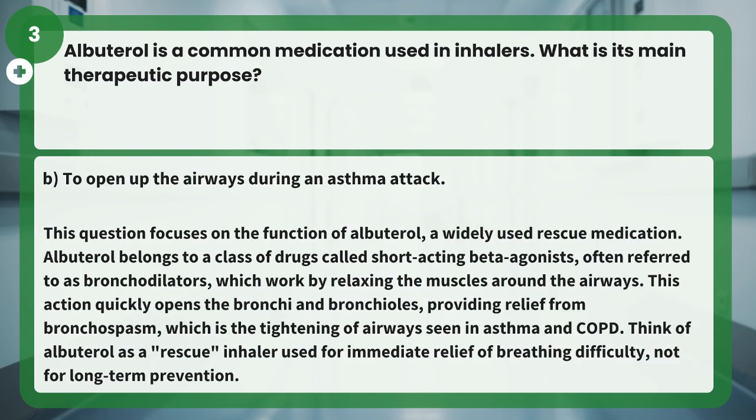Answer: B. To open up the airways during an asthma attack. This question focuses on the function of albuterol, a widely used rescue medication. Albuterol belongs to a class of drugs called short-acting beta agonists, often referred to as bronchodilators, which work by relaxing the muscles around the airways. This action quickly opens the bronchi and bronchioles, providing relief from bronchospasm, which is the tightening of airways seen in asthma and COPD. Think of albuterol as a rescue inhaler used for immediate relief of breathing difficulty, not for long-term prevention.